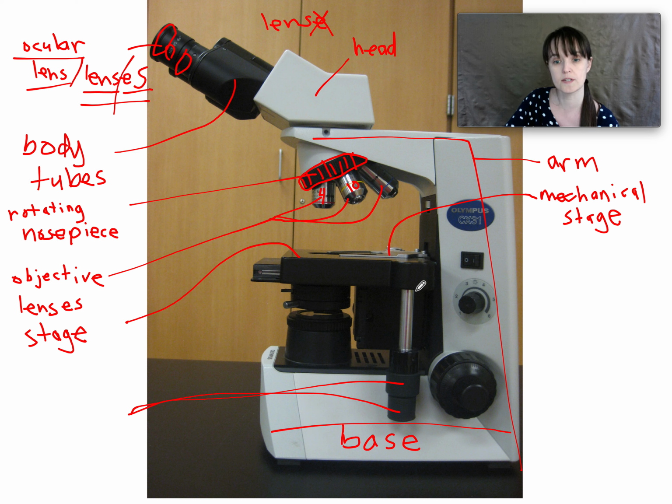So this rod has two pieces on it that rotate. One of them will technically move the stage and one of them will move the mechanical stage. So between these two knobs, you can make this move back and forth and then the stage move left and right. But together they're called the mechanical stage controls, even though they control both the stage and the mechanical stage.